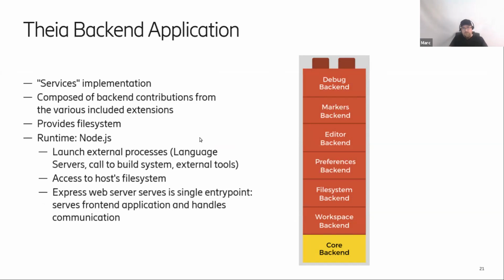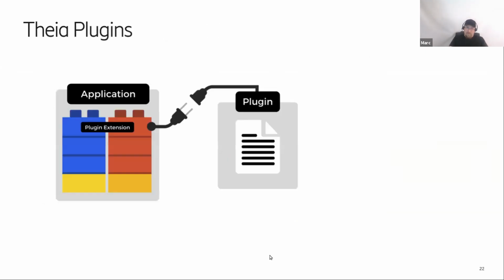The backend offers the services, so this is where most of the meat, the resources will be taken, memory and CPU. This is where the file system is provided. It can be local if you're using Electron on the desktop. It can be remote if you're using Che or another product that bundles a Theia application. We have the support for VS Code extensions through the Theia plugin system. The plugin system is implemented as Theia extensions.